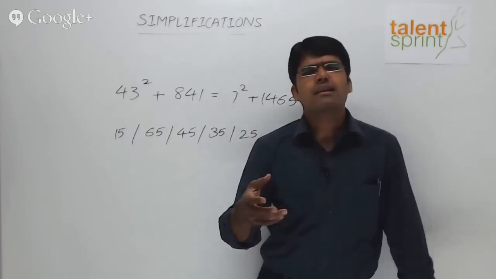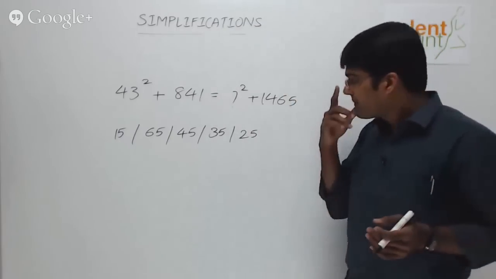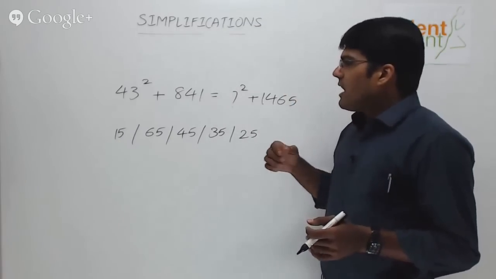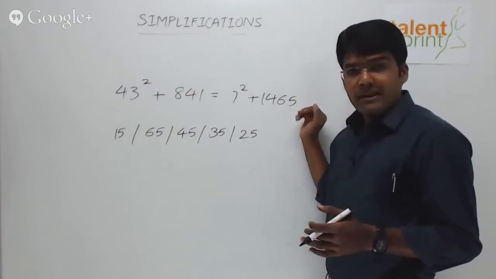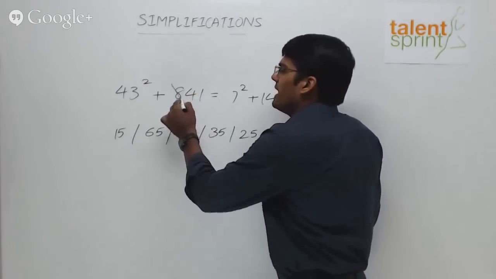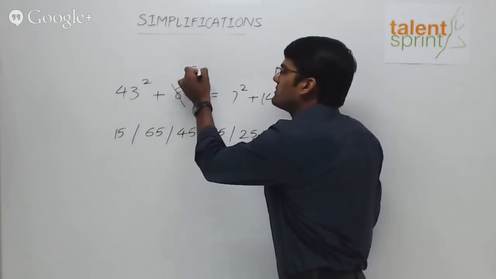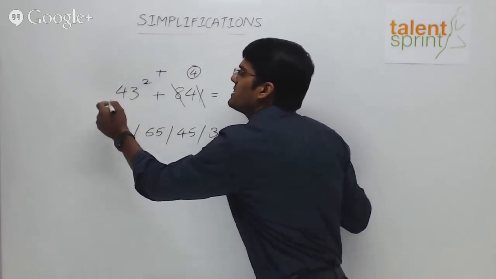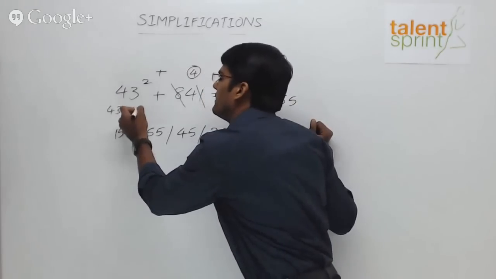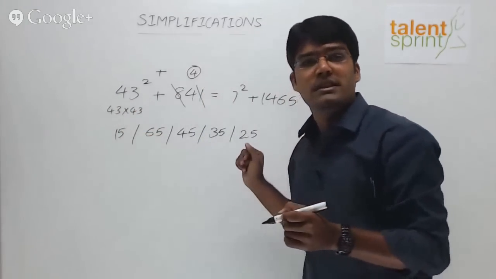But instead of doing that, let's check if root digit really helps. How to find the root digit is already known to us, right? What is the root digit of 841? 8 and 1 is gone. Root digit is 4. Plus, look at this calculation. This is 43 into 43. 43 square is nothing but 43 into 43.